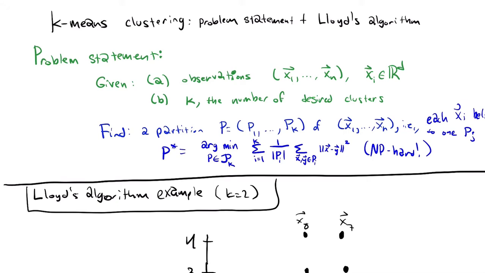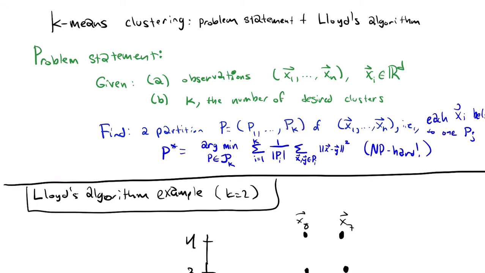And your goal here is to output a partition with k elements of x1 through xn. And a partition simply means that each xi, for every data point, belongs to one and only one element of that partition. So that's why this k is here.